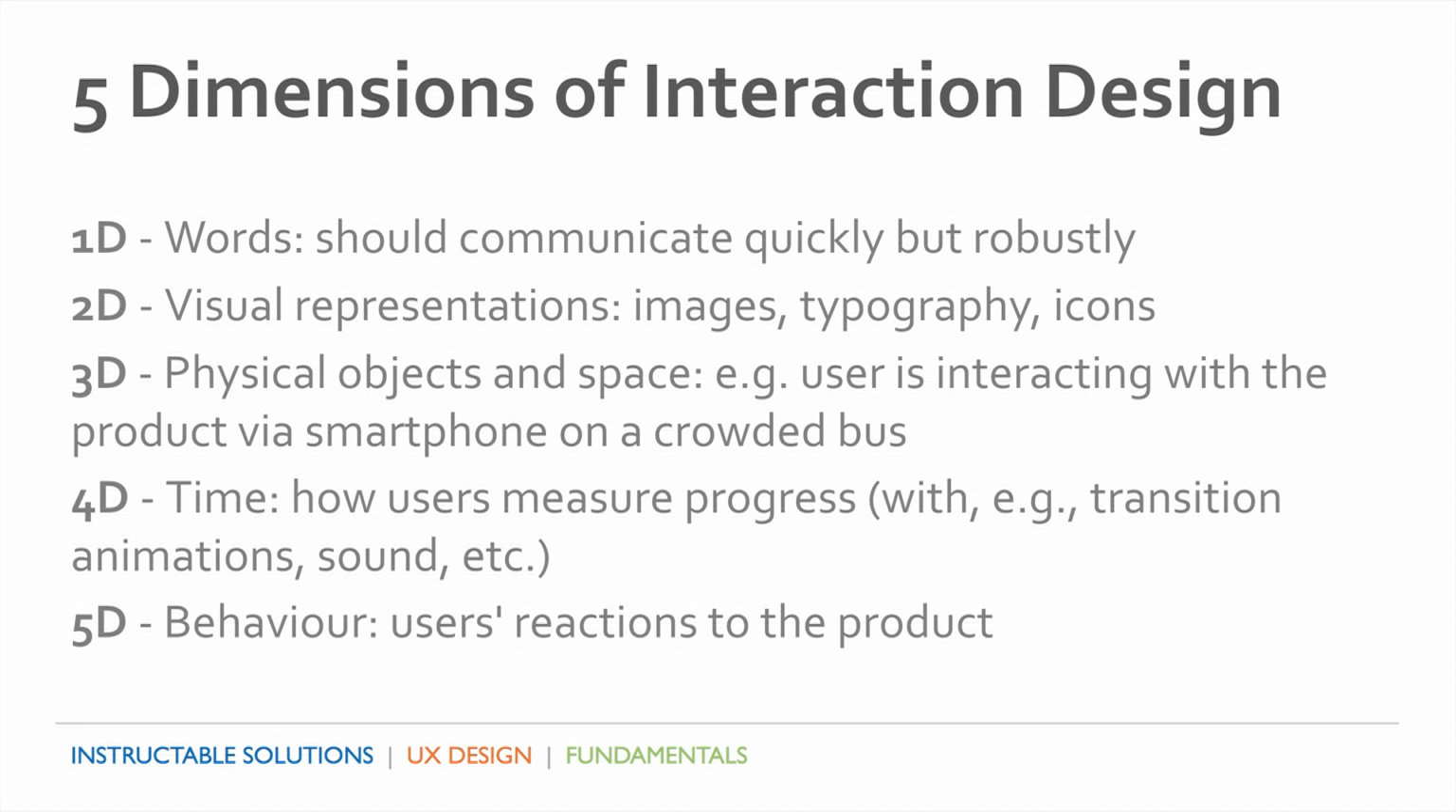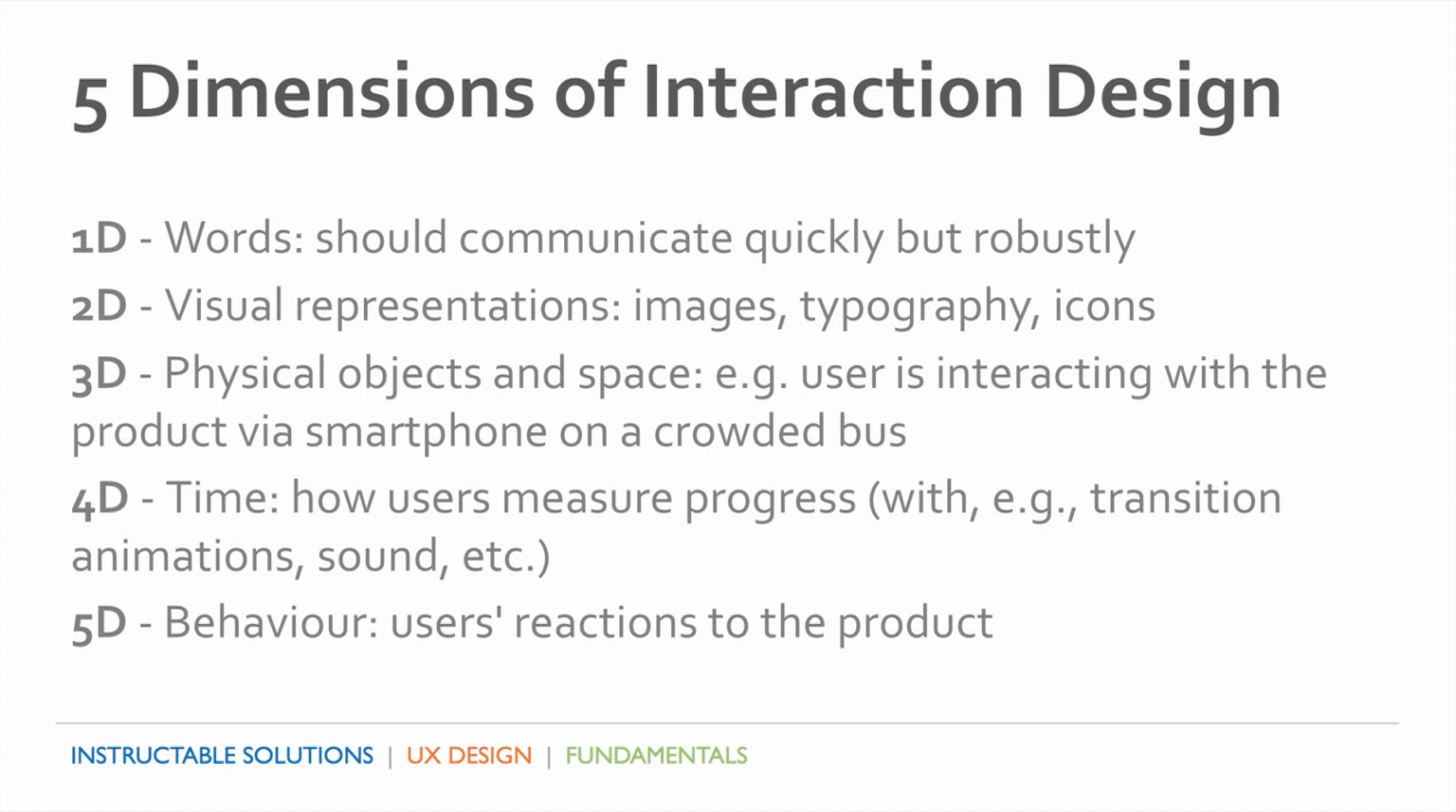The first is words. What we can communicate quickly but robustly to the user that gives them that indication and significance of what they're about to encounter. The second dimension is those visual representations. Users first read the words, and secondly, they look for visual signifiers to give them context and provide additional information. Those visual signifiers can be in the form of images, typography, or icons. And with that, we layer in color.